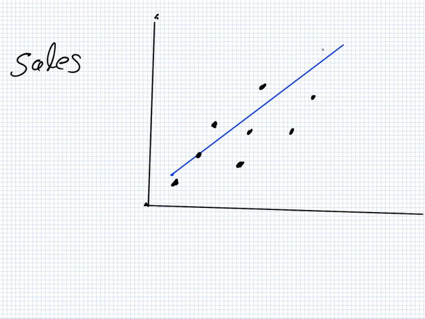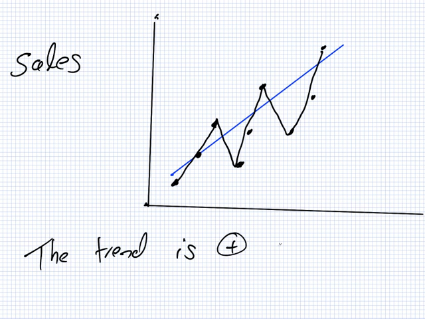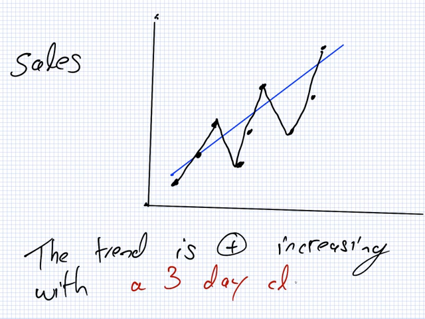Monday, Tuesday, Wednesday. So what's happening is the graph, it's looking something like this, the sales. It goes Monday, Tuesday, Wednesday, then it goes back down, Monday, Tuesday, Wednesday, then it goes back down, Monday, Tuesday, Wednesday. But overall, the trend, as you can see from the moving average, is upwards. So things are getting better. So the way I would say this is the trend is positive increasing with a 3-day cycle.